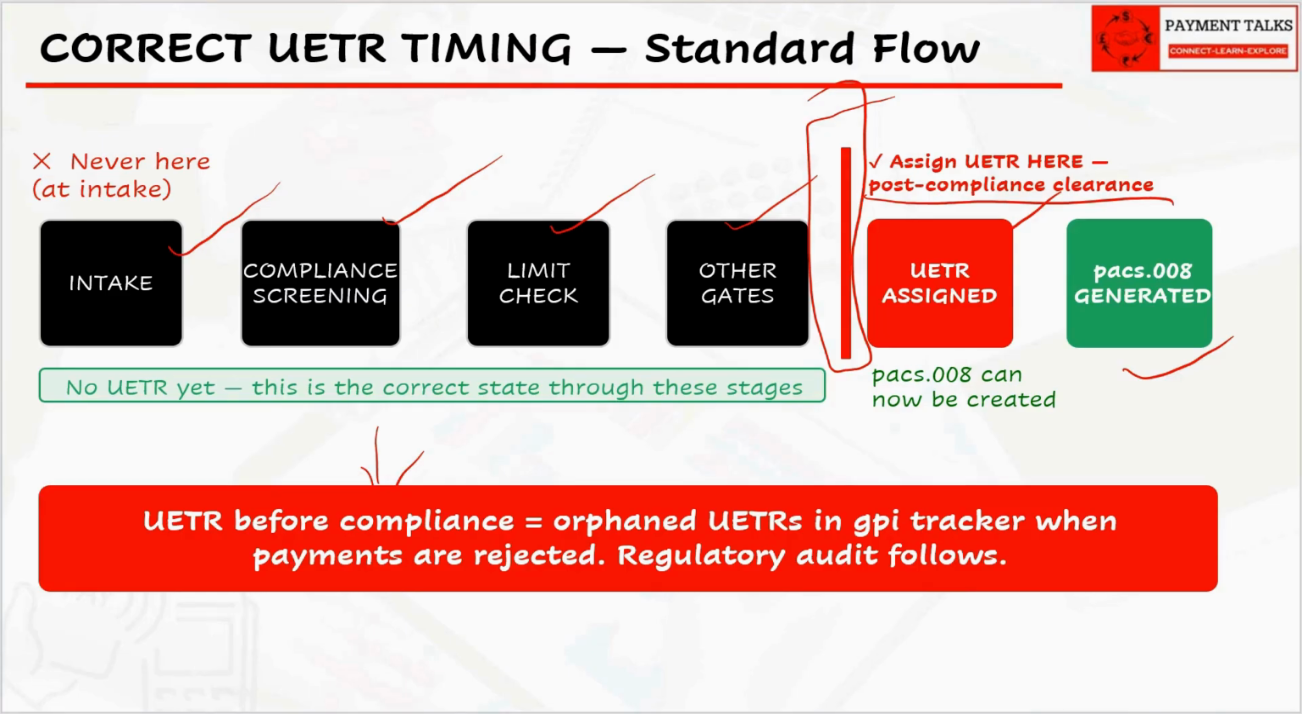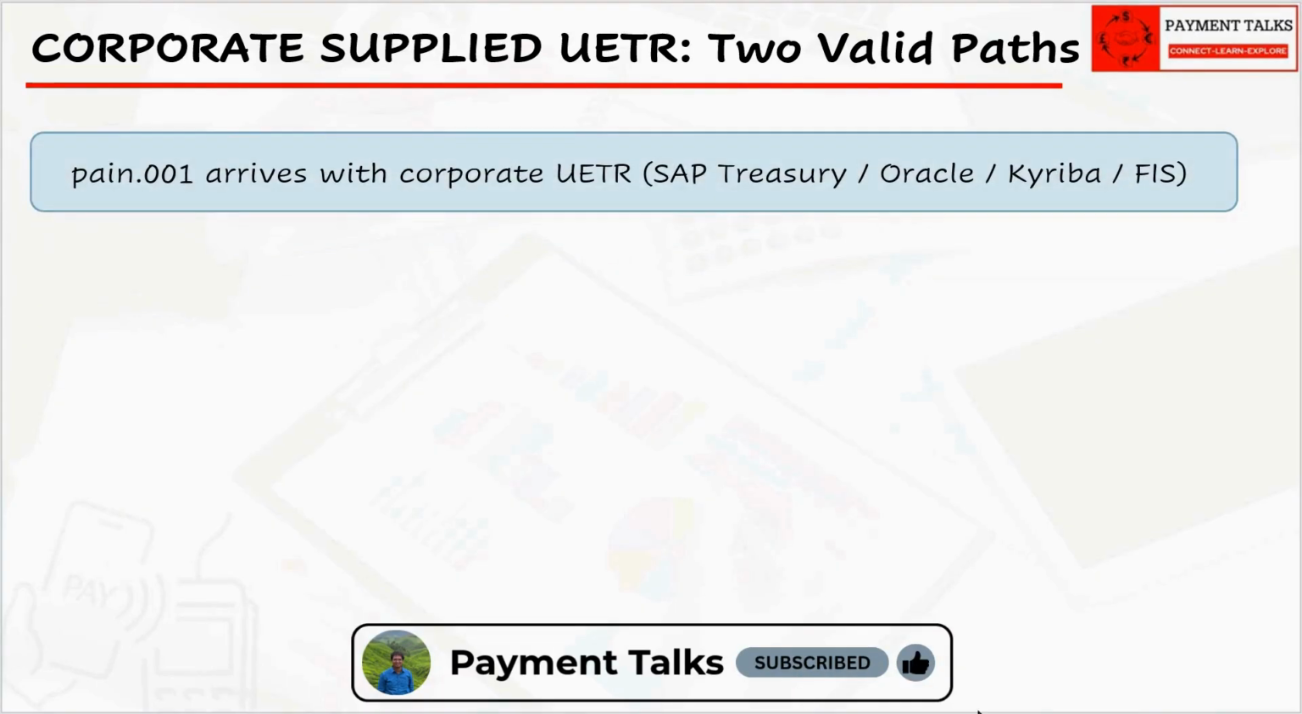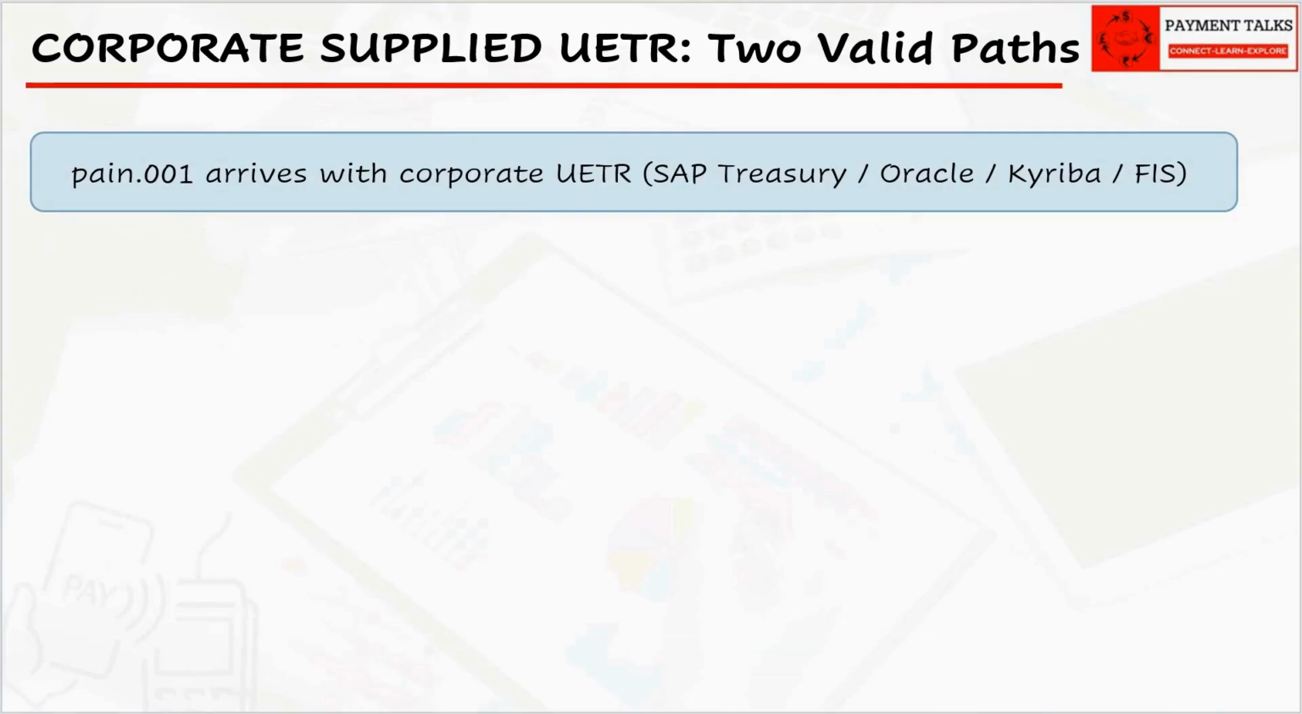At volume, this pollutes the tracker and creates significant operational noise. Some sophisticated corporate treasury systems generate UTRs themselves and include them in the pain.001. SAP Treasury does this. Oracle Financials, Kyriba, and FIS also have this capability. When this happens, the bank faces a decision.